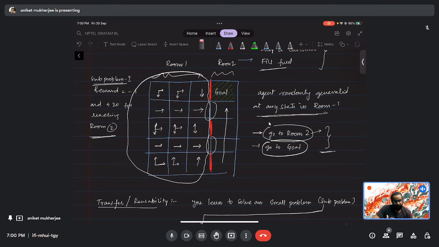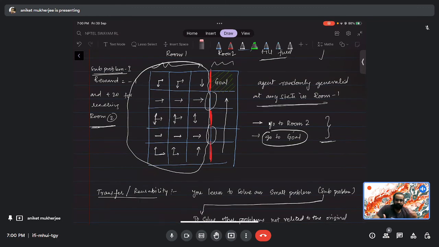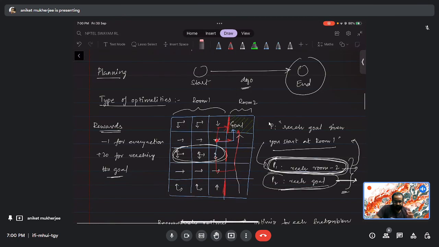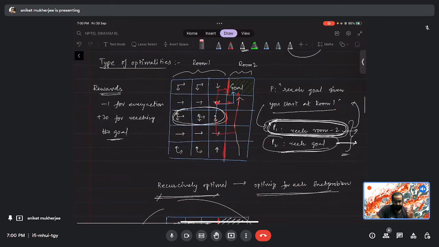So you do it separately: you find the optimal solution for going to room 2 separately, and then once you are in room 2, find the optimal solution to go to the room. So this is what you get. So next there were 3 types of optimalities for hierarchies.